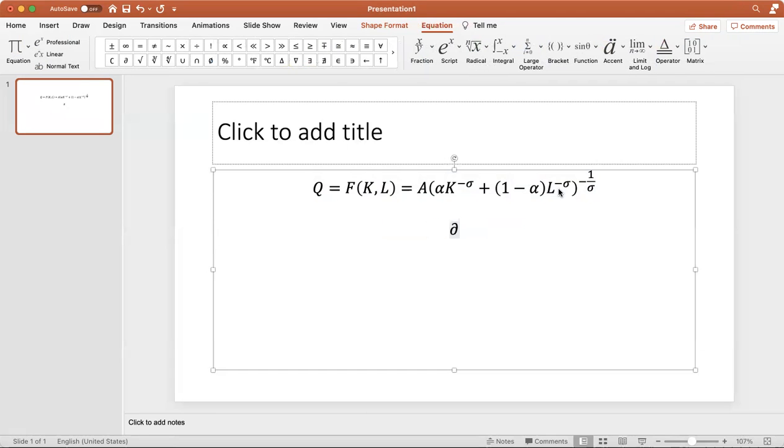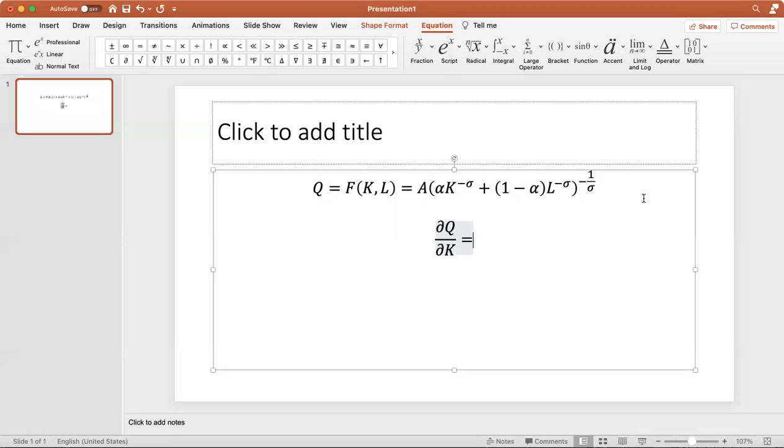So to get the partial of Q with respect to K, this is the only time that you're compelled to use the fancy delta that you're seeing here. You can only use this partial symbol when you're talking about multivariable functions. If you only have a function with a single variable, then we don't need to use this fancy delta. So this is partial of Q, partial of K. So we'll treat L as a constant.